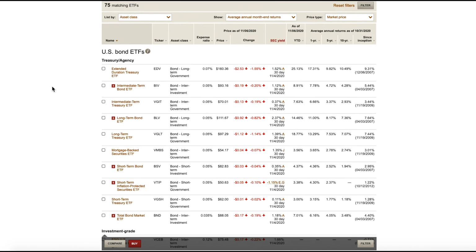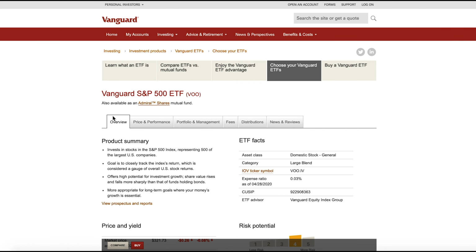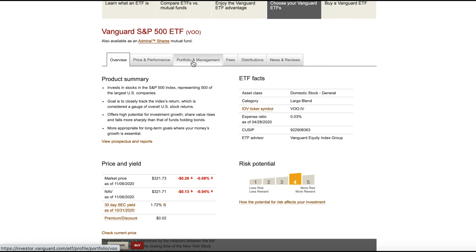So let's scroll down and find that again. So here's VTI. On this page, there is a lot of information. You'll see that there are different tabs, but this main overview page gives you a basic overview. An important thing that you'll probably want to look for is the expense ratio. So for VTI, it is 0.03%.